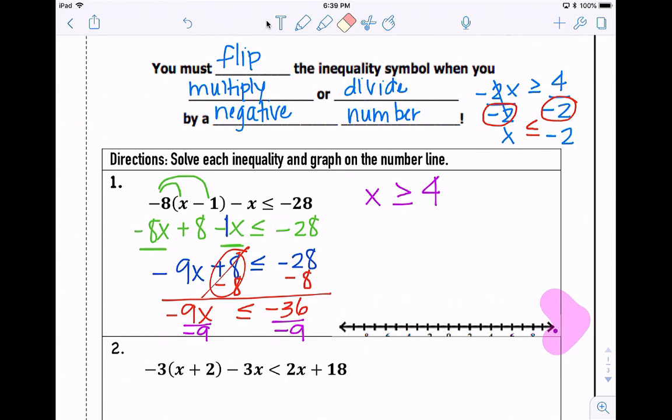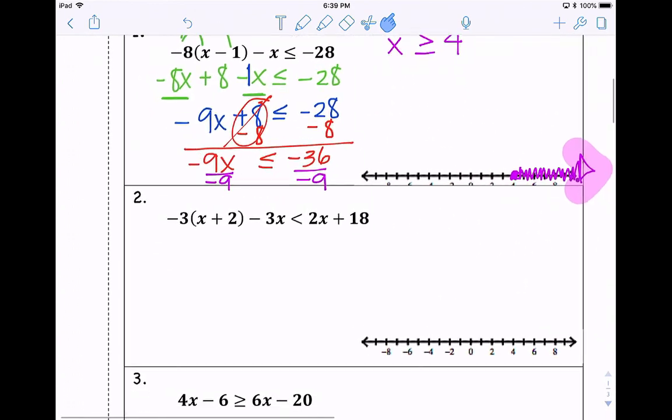Let me try that again. So at the 4, closed circle, and we're going to shade to the right. All right, let's look at the next example.